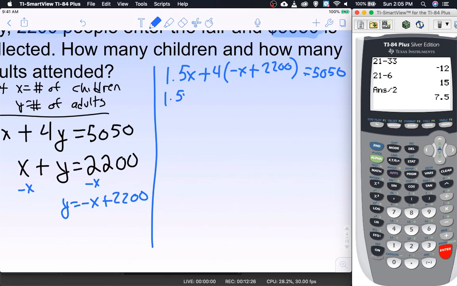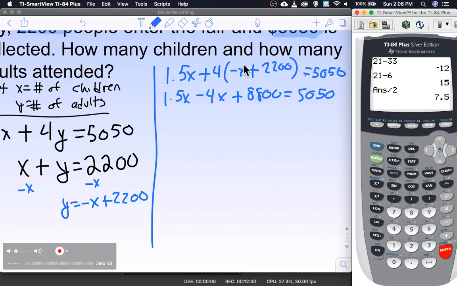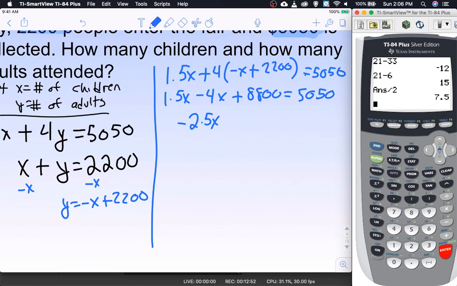So 1.5x plus, not plus, it's going to be a negative. Negative 4x, that's a plus 8800 equals 5050. So I distributed 4 times by negative x, 4 times by 2200. I'm going to combine like terms. That's going to give me a negative 2.5, I'm pretty sure. 1.5 minus 4 plus 8,800.